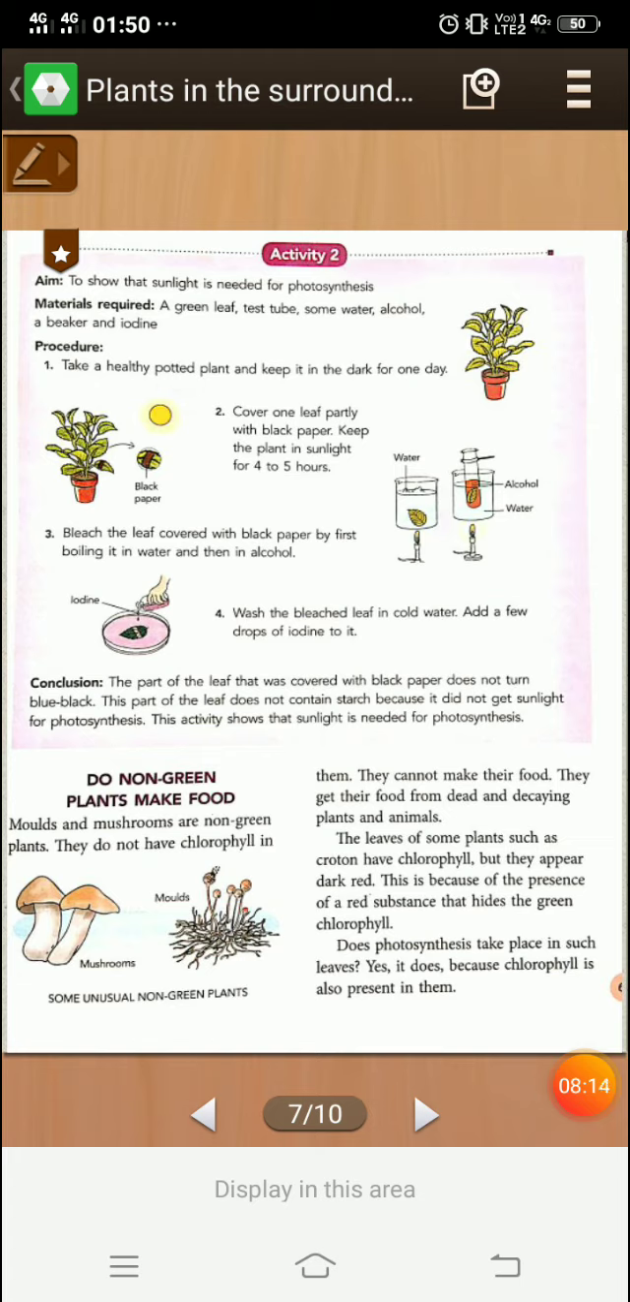The leaves of certain plants like croton have chlorophyll, but they never appear green because they are mostly dark red in color. This is because of the presence of a red substance that hides the green chlorophyll. Does that mean photosynthesis does not happen in them? Yes, it does, because chlorophyll is also present in them.